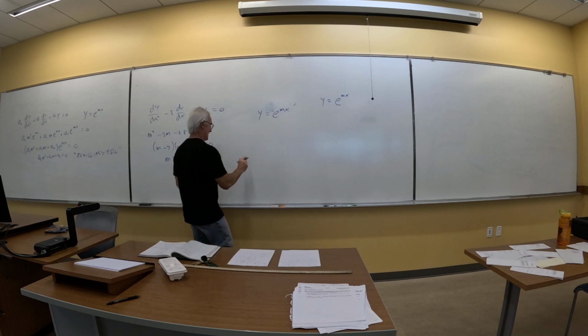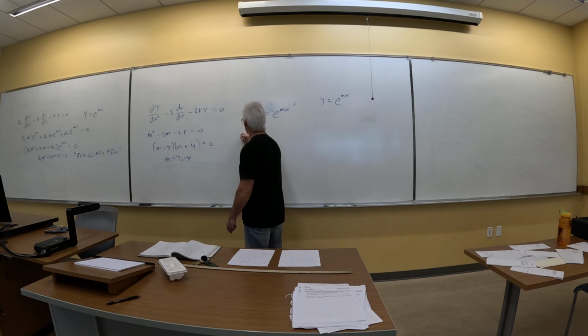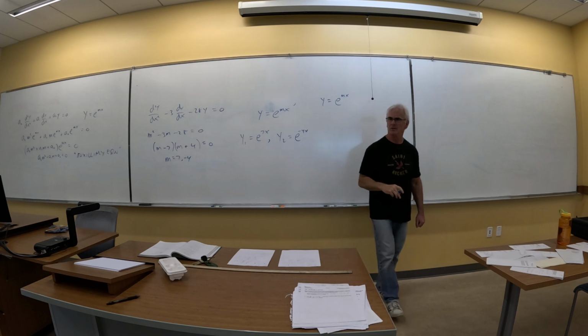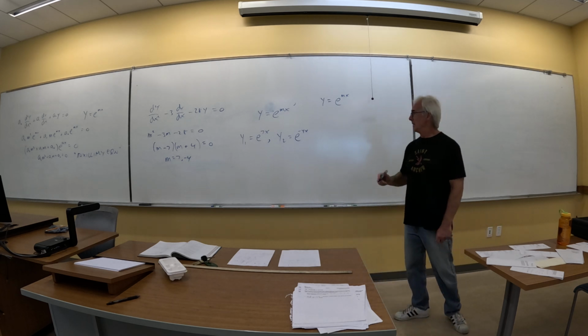So what does that mean? That means I have two solutions. One of them, we'll call it y1, is e to the 7x. The other one, we'll call it y2, is e to the -4x. Does it matter what order I put them in? No, just the order you factored.